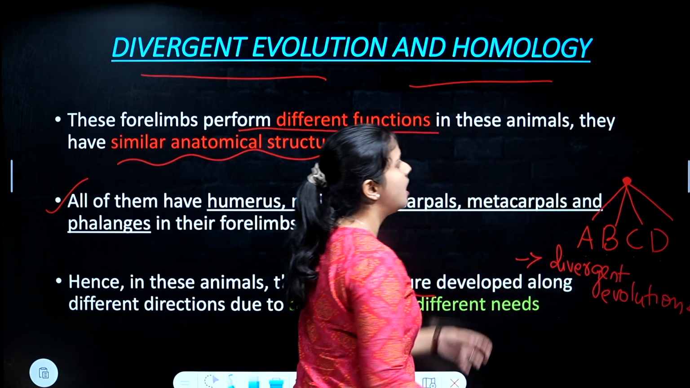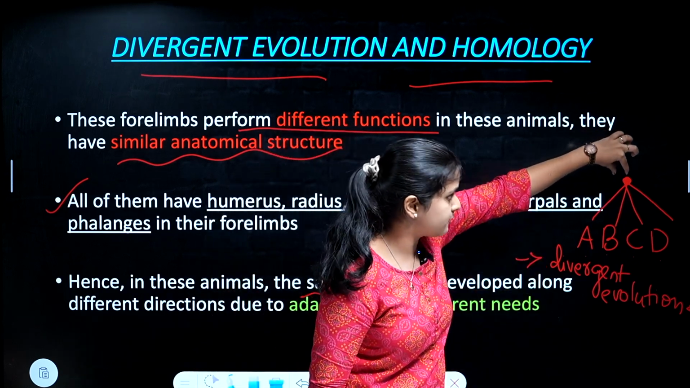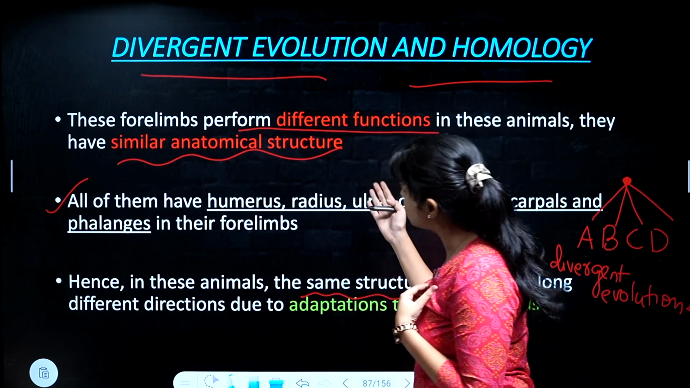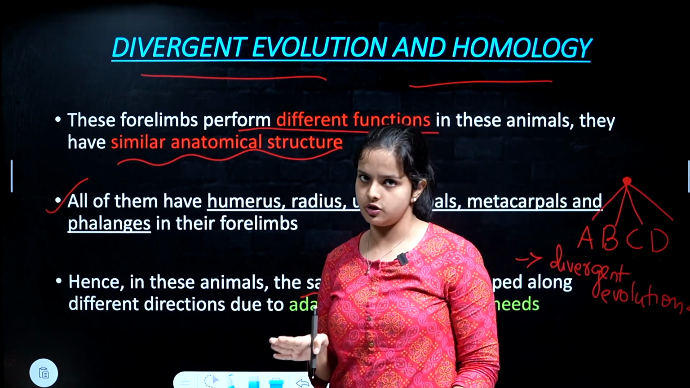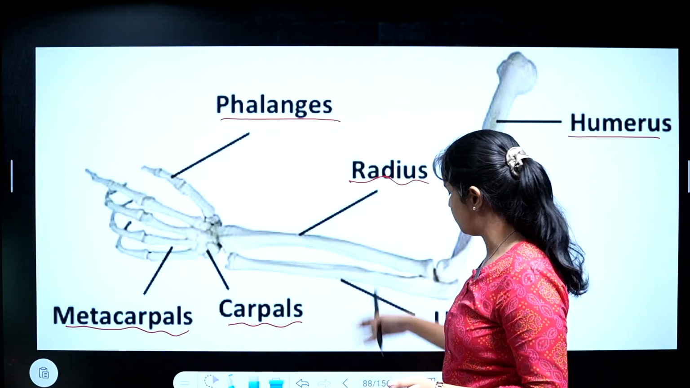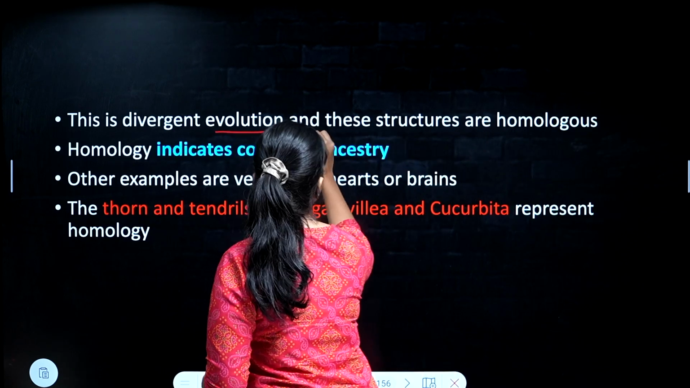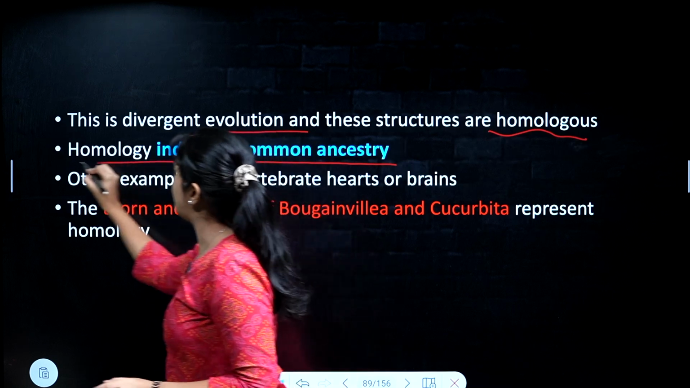Homology is actually evidence for divergent evolution, for the evolution that took place from one single point into different ways. That's divergent evolution. And homologous organs are organs that have different functions but similar structure. The structure is the same and the function is different. I've already shown you the structure of our forelimb. As I already told you, this is divergent evolution, and these structures are homologous structures. And homology always indicates common ancestry.